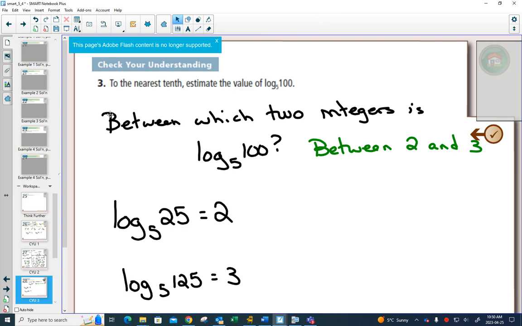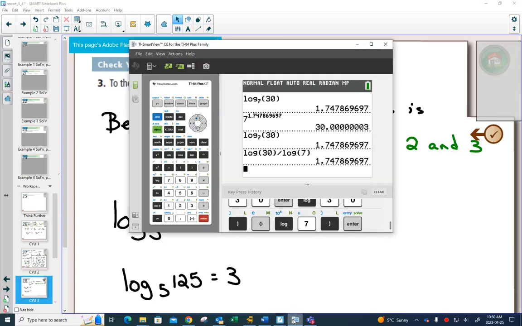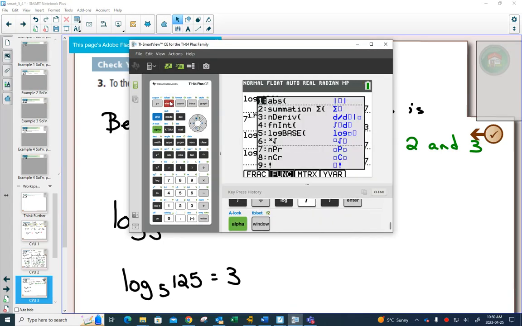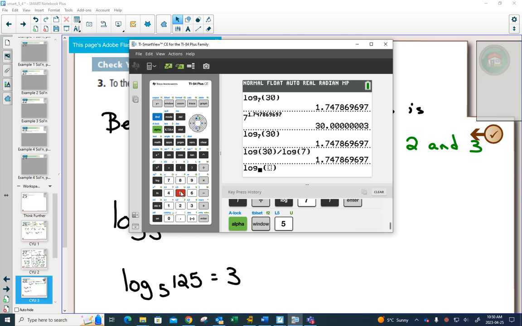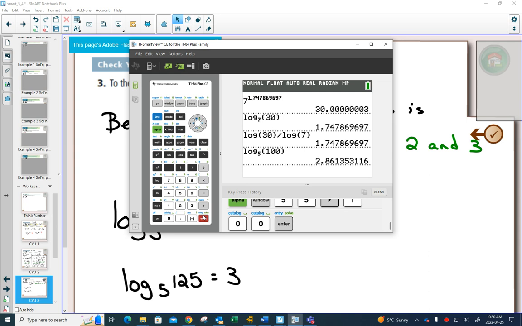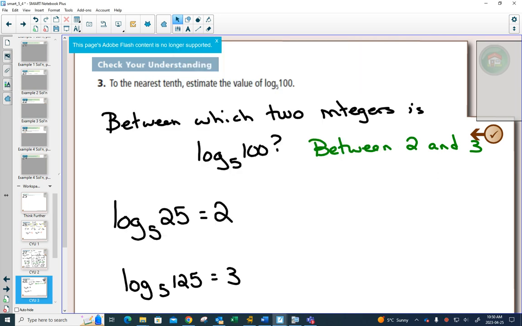You might guess, oh, I think it's closer to 100, so you might guess 2.7, right? To find out what it is exactly, you would have to use your calculator, log base 5 of 100, and it's 2.86. But there's no way that you could come up with 2.9 mental math-wise based on what we know so far. So estimating it to the nearest tenth isn't really an estimate if you're using your calculator.